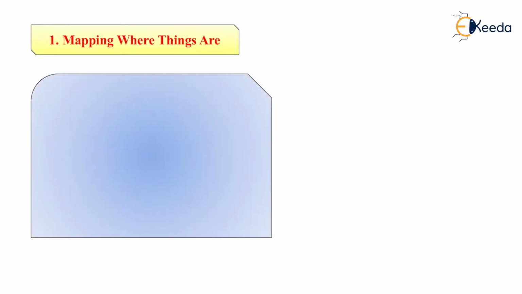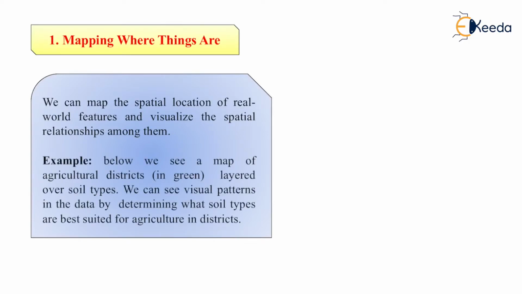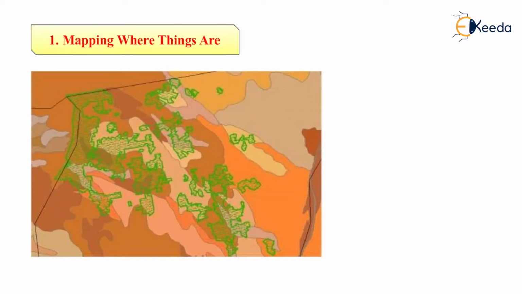First, we can use it for mapping where things are. We can map the spatial locations of real world features and visualize the spatial relationships among them. For example, we can see the map in the next slide of an agricultural district layered over soil maps. So we can see visual patterns in the data by determining what soil types are best suited for agriculture in the district. As you can see over here, we have an agriculture map and a soil map, and we overlap them so that we can find out which soil type is suitable for which type of crops.